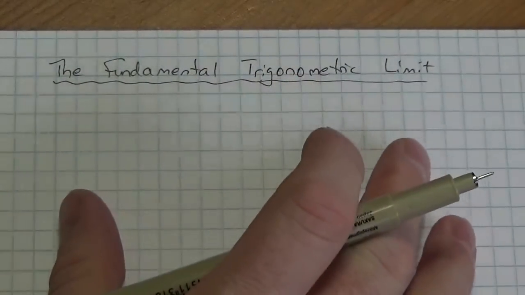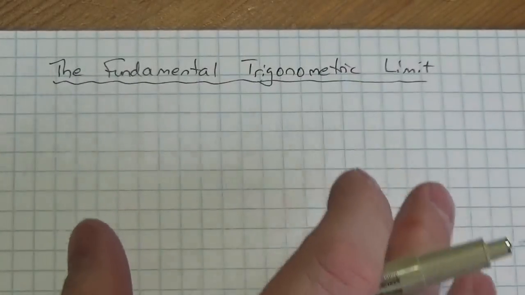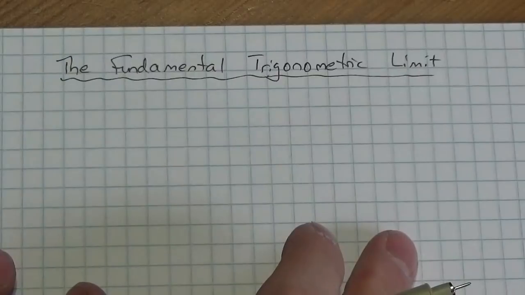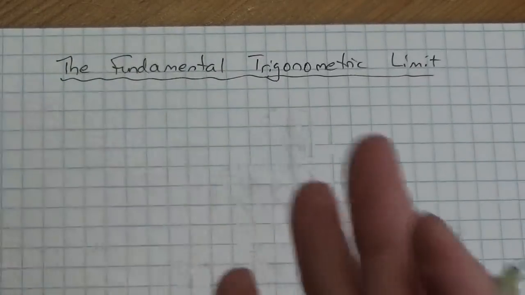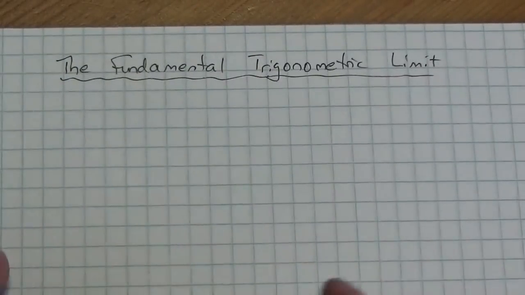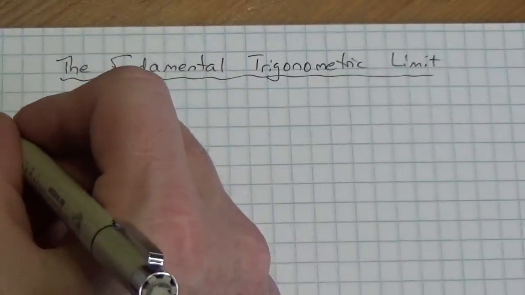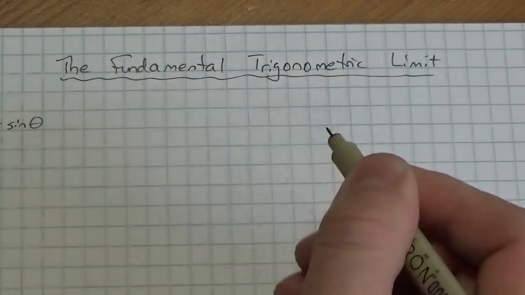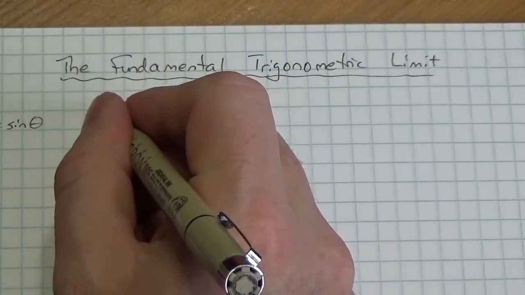But before we get into the fundamental trigonometric limit, and I'm going to prove this to you, I'm going to show you some interesting mathematics here. What we're going to do first is go back and talk about our two primary trig functions. Let's take a look at y equals the sine of x, or sine of theta. Let's see what the graph looks like.